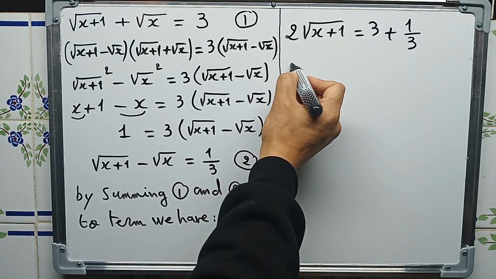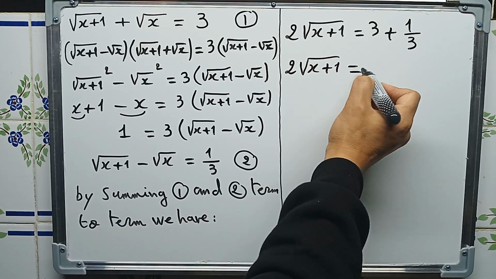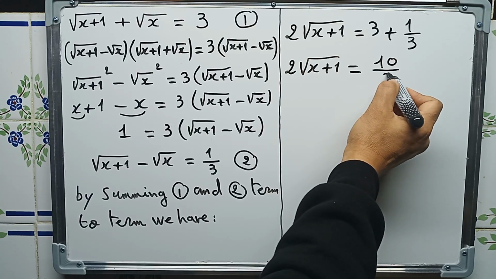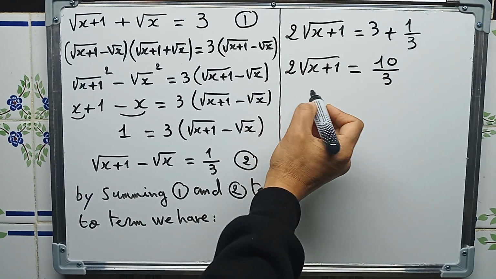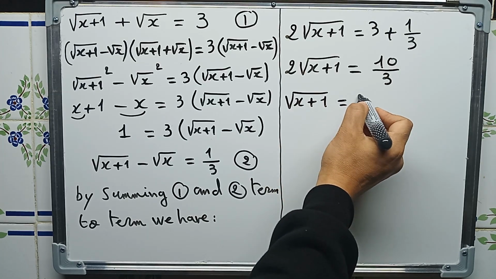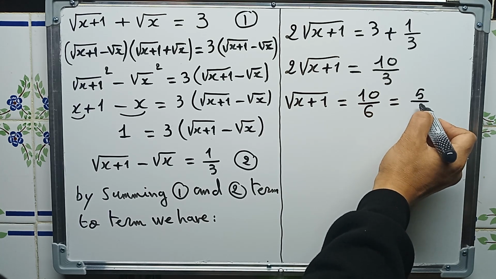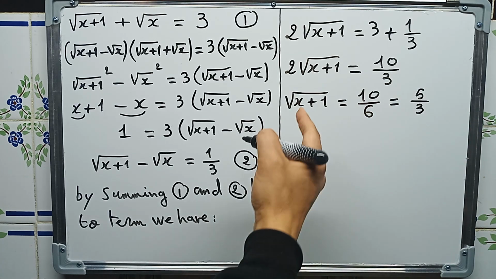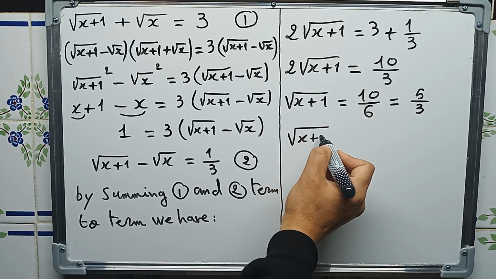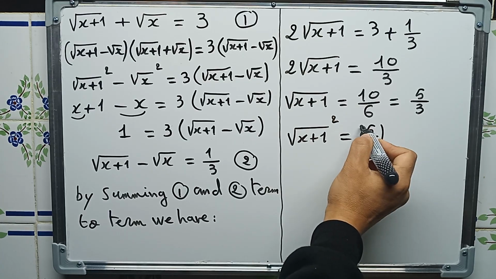And here we have 2 square root x plus 1 equals 9 plus 1, 10 by 3. By dividing by 2, we get square root x plus 1 equals 10 over 6, which is 5/3. And by squaring, we have square root x plus 1 squared equals 5/3 squared.